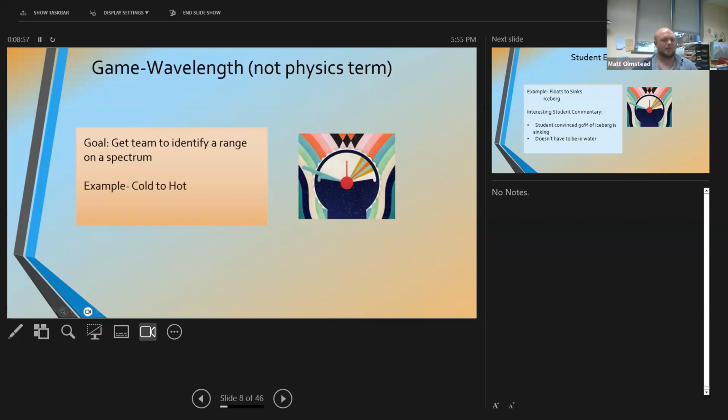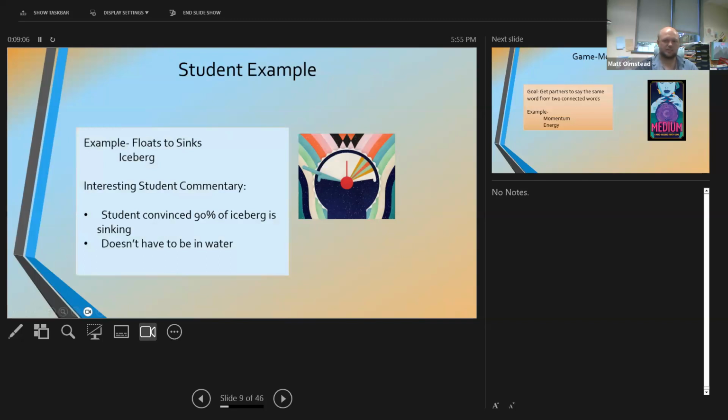And so this leads to lots of discussion. You don't exactly have to do this with spectrum. I tried one where I said, I want floats over here on the left and sinks over here on the right. Again, something either sinks or it floats. It's not both, right? It's not a spectrum. You can kind of say some things float better than others, some things sink faster than others. And that's what we're going for.